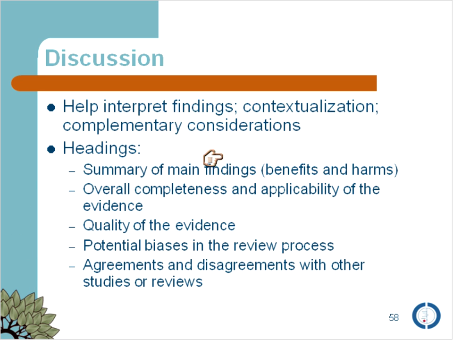And I quite like the way that Cochrane has outlined this. So you provide your summary of main findings. This is where you do the trade-off of benefit and harms. You explicitly refer to your summary of findings table here. Then you look at the overall completeness and applicability. So this is external validity.